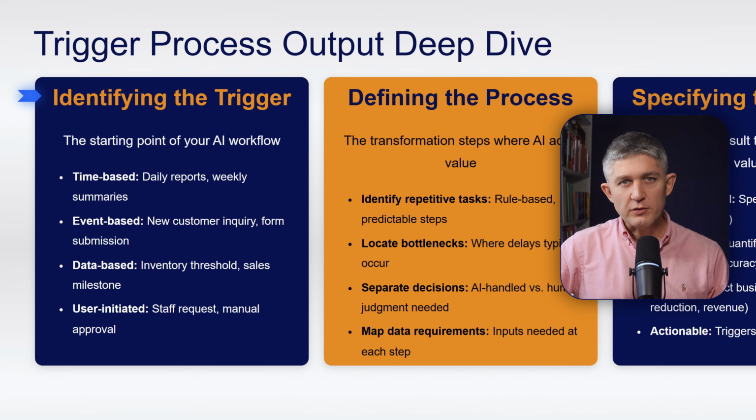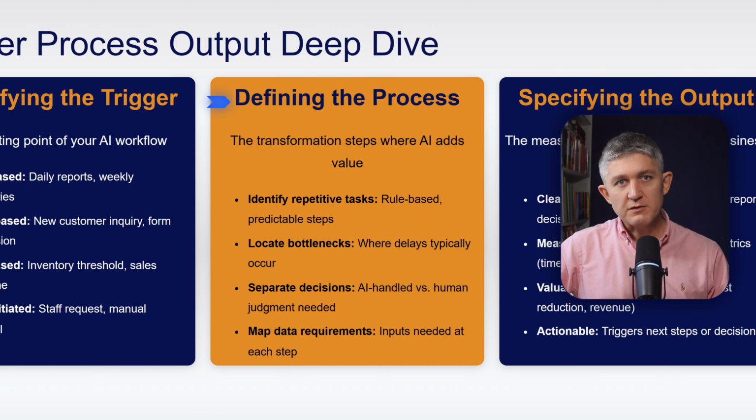What kind of triggers are out there? Those are time-based, event-based, data-based, or user-initiated. Pick the one that naturally occurs within your process. Within the body of the process, find the repetitive and bottleneck steps. Split decisions into AI-handled versus human judgment, and map the data needed.